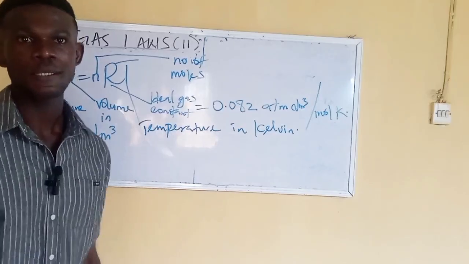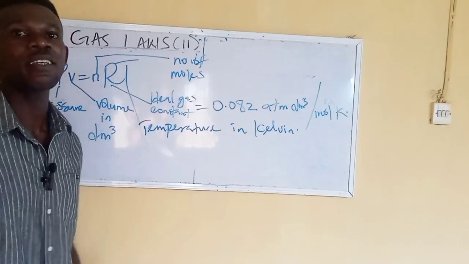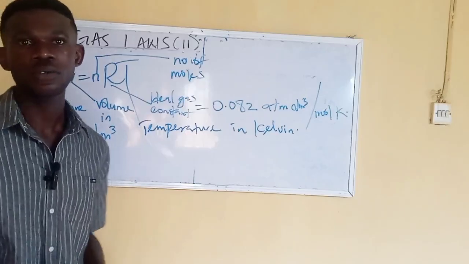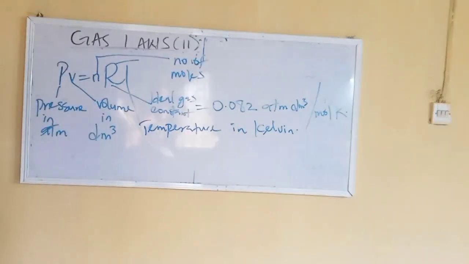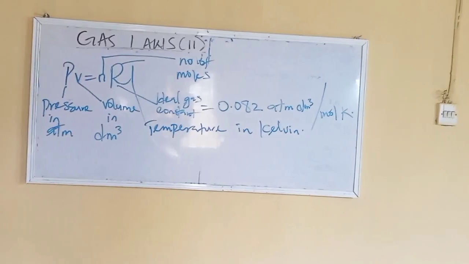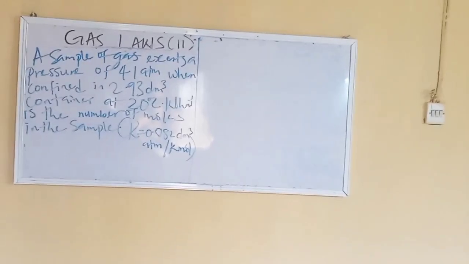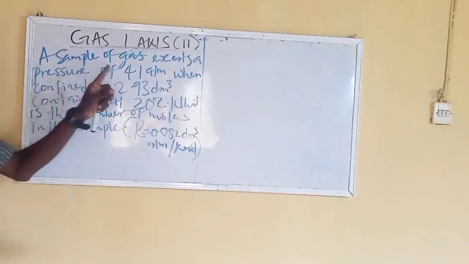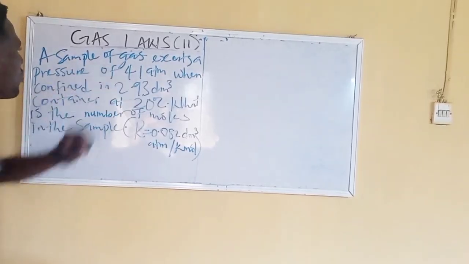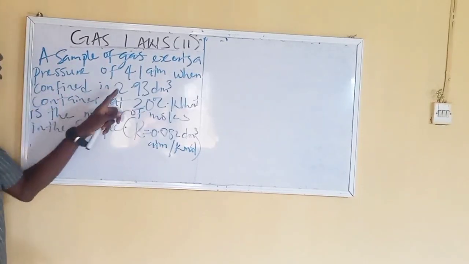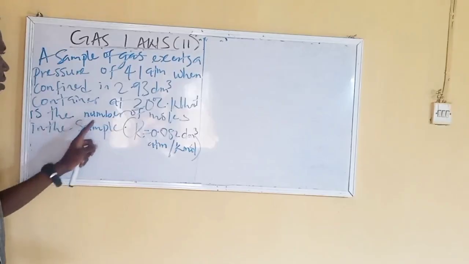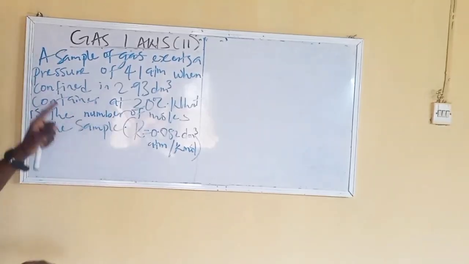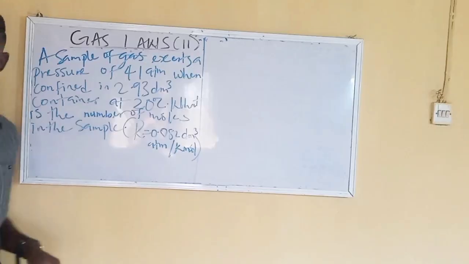So now let's carry out a calculation on it, so you know how to carry out calculations when it involves the ideal gas law. Now let's look at this question. A sample of gas exerts a pressure of 4.1 atmosphere when confined in a 2.93 dm cube container at 20 degrees Celsius. What is the number of moles in the sample?